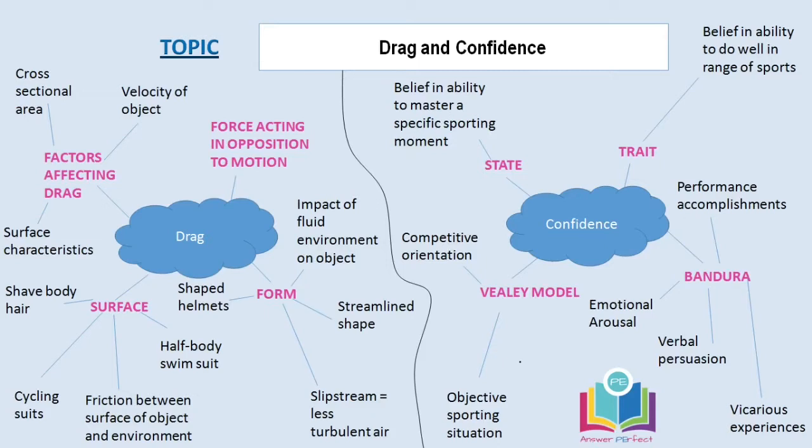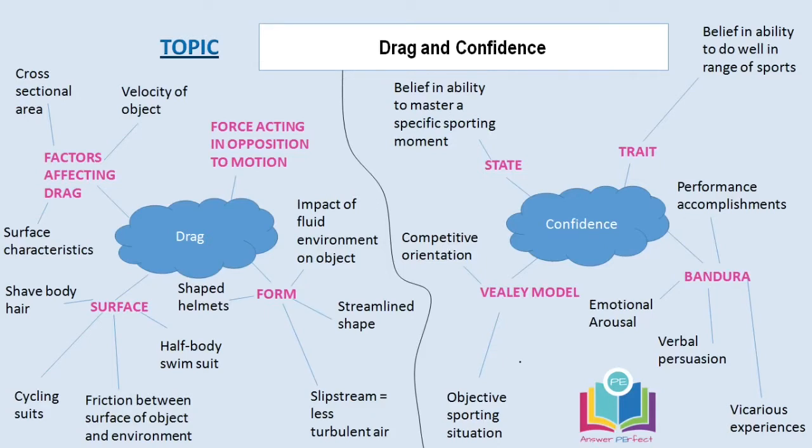Now, there are two types of confidence that have been identified. These are state and trait confidence. So trait confidence is your level of confidence on your belief in your ability to do well in a range of sports. So, for example, if I'd been very successful in a recent football game, this would have increased my trait confidence, and therefore I would be more confident when undertaking other sports such as rugby, swimming, cycling.